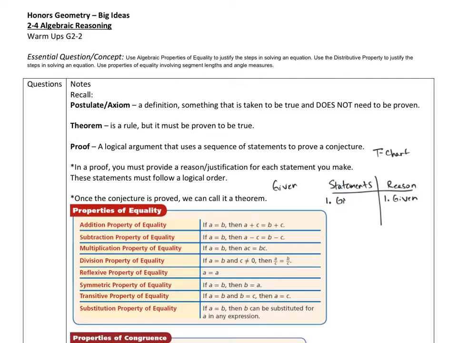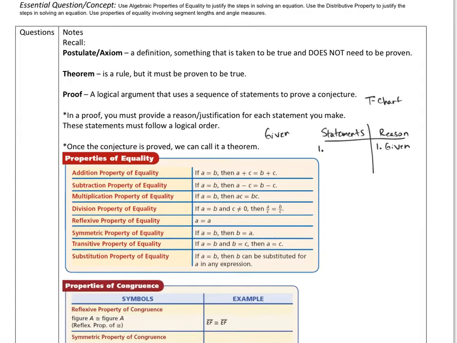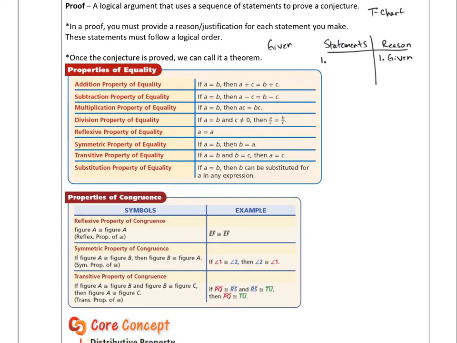Oh, let me erase this over here. So whatever statement goes in here typically is something that you're given. So our algebraic one would be the equation. We're given that equation. Now, as we solve these, let's take a look. We need to remember some algebraic properties.